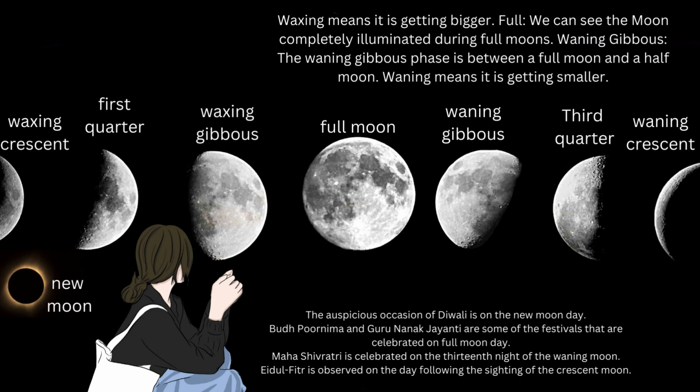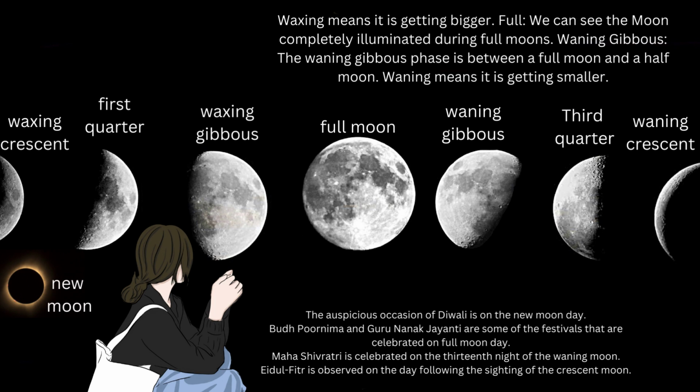3. First quarter. At the first quarter phase, half of the moon's visible surface is illuminated. A half moon is also known as the first quarter moon. 4. Waxing gibbous. After the first quarter, the illuminated portion of the moon continues to grow. During the waxing gibbous phase, more than half, but less than the whole of the moon is visible.